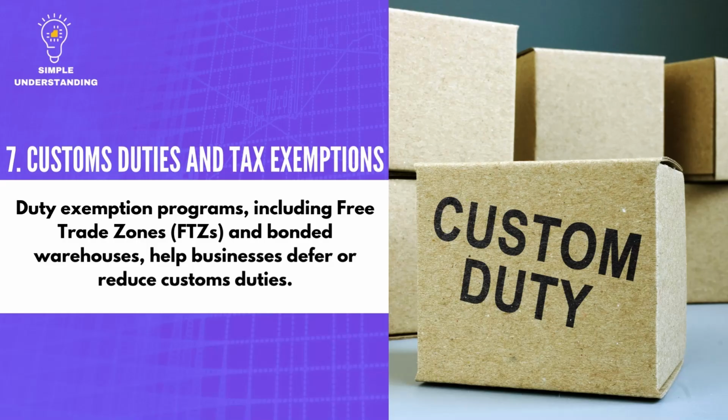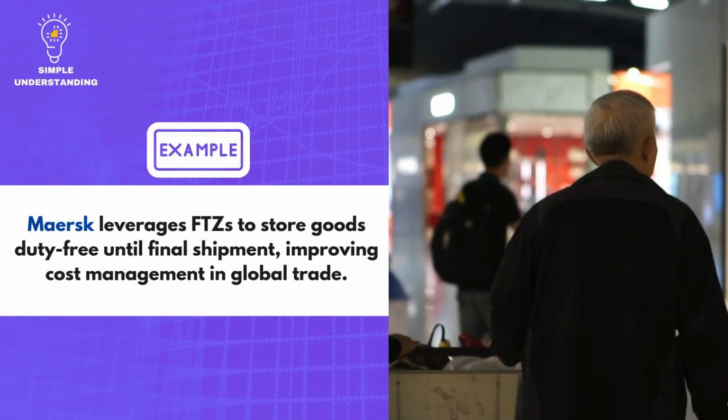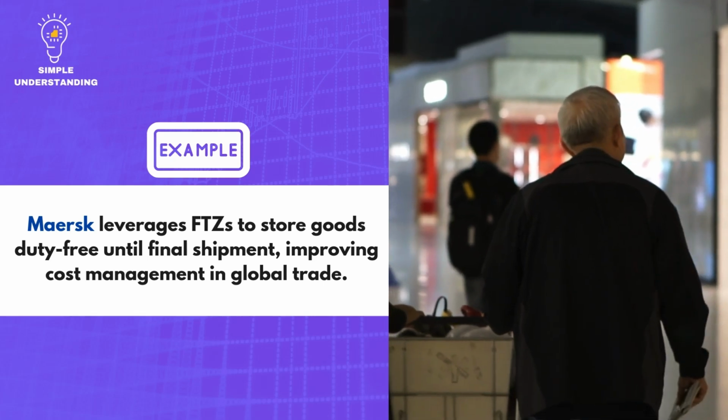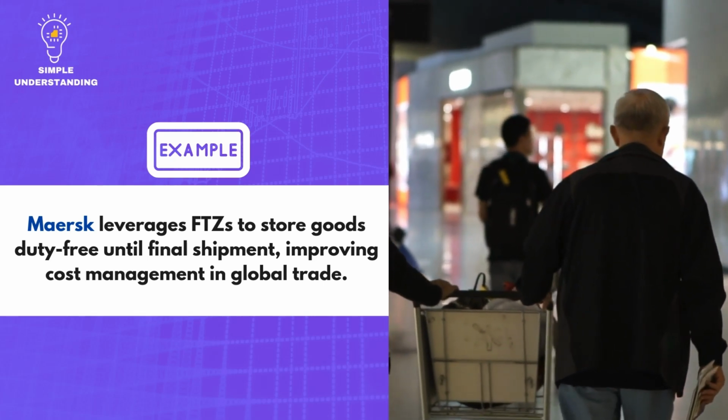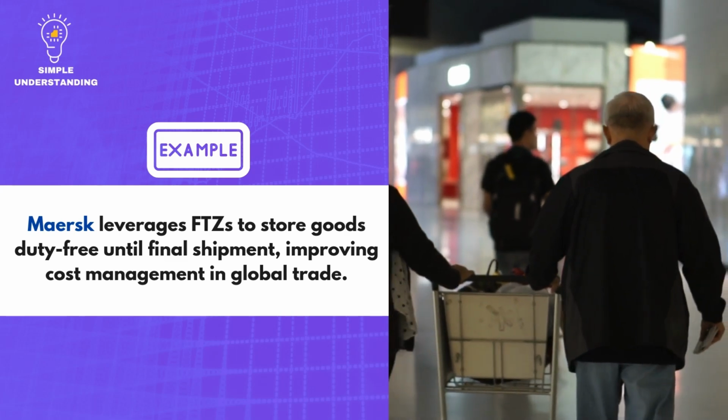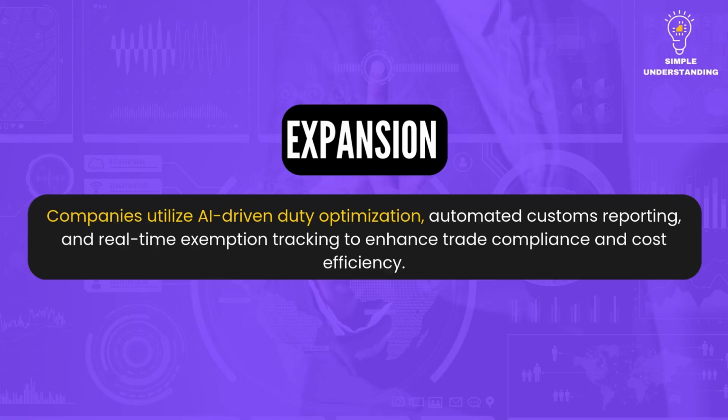7. Customs duties and tax exemptions. Explanation. Duty exemption programs, including free trade zones, FTZs, and bonded warehouses, help businesses defer or reduce customs duties. Real company example. Maersk leverages FTZs to store goods duty-free until final shipment, improving cost management in global trade. Expansion. Companies utilize AI-driven duty optimization, automated customs reporting, and real-time exemption tracking to enhance trade compliance and cost efficiency.